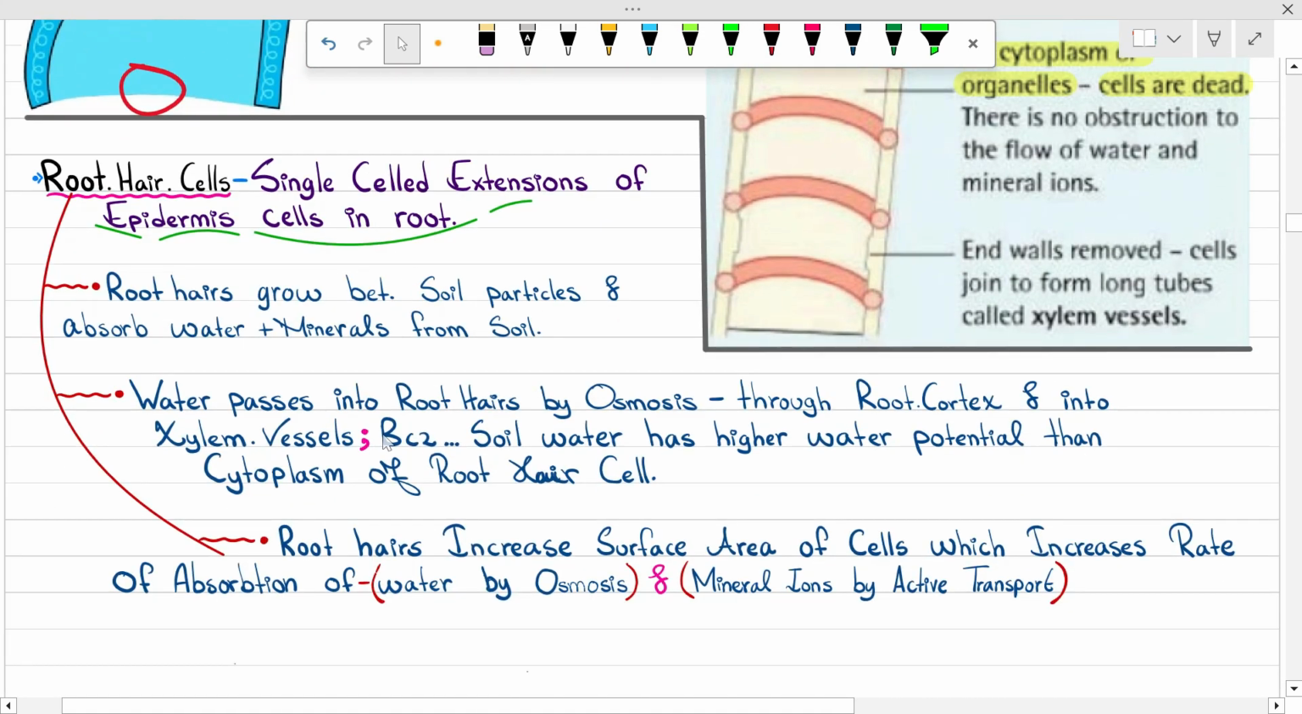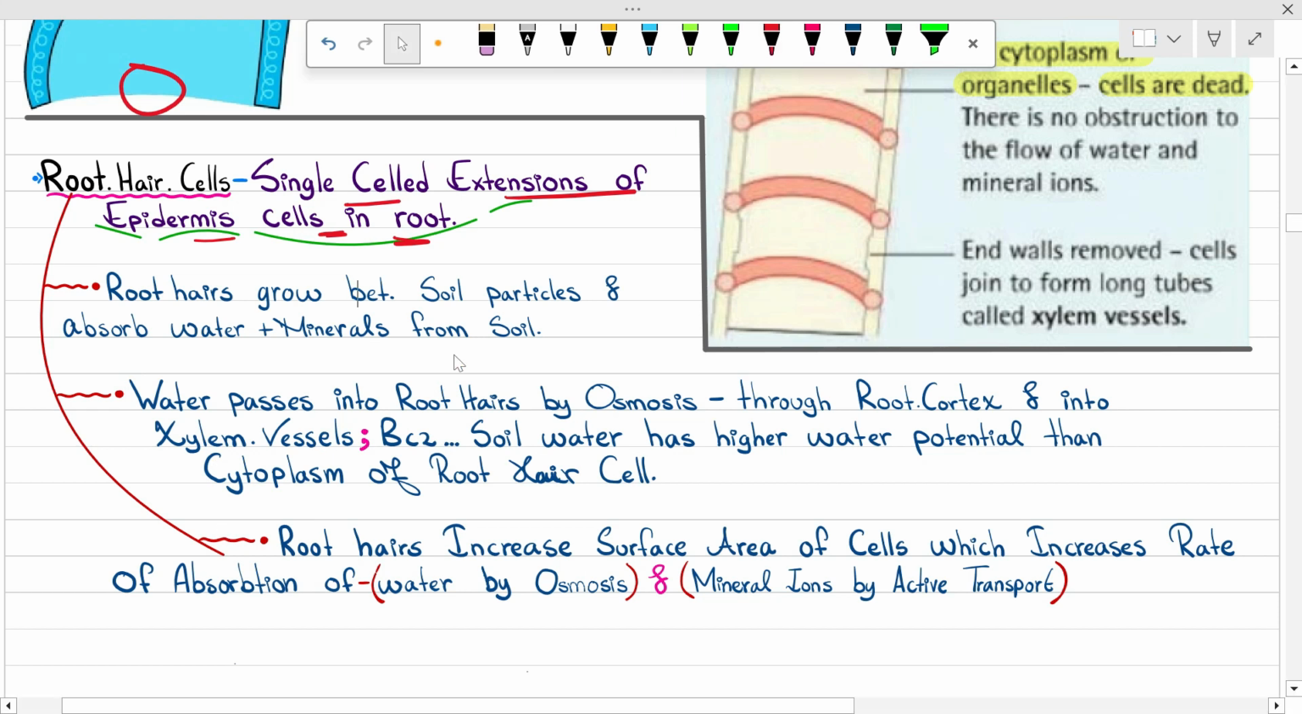Next are the root hair cells. Root hair cells are single-celled extensions of epidermis cells in a root. Root hair cells grow between soil particles and they absorb water and minerals from the soil. They absorb this water and these minerals from the soil because they have to transport them to the plant via translocation.